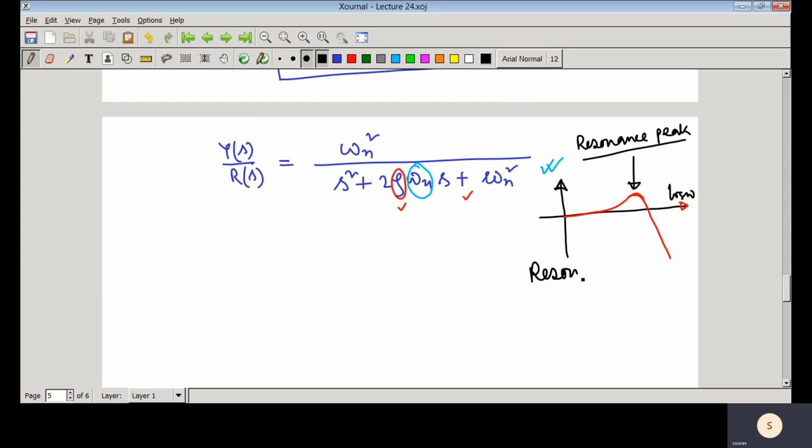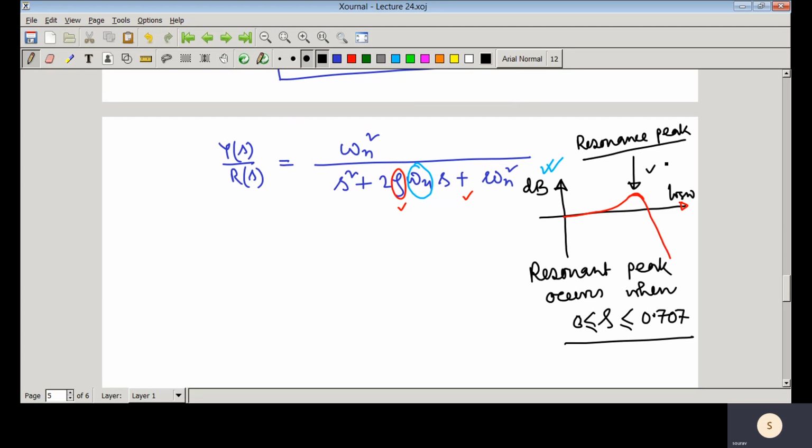when that zeta, that means the damping ratio, is less than or equal to 0.707. Here one thing, you should not be confused with the percentage of overshoot. That overshoot appears in the time domain, and here we are talking about the resonant peak, which is in the frequency domain. That is magnitude versus frequency on a logarithmic scale, and this peak is called the resonance peak.